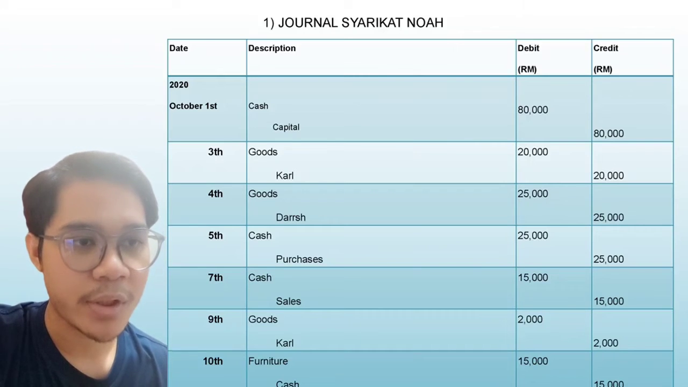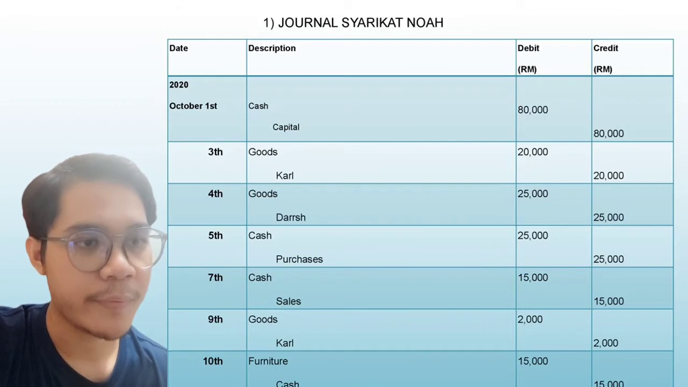The fifth one is cash and purchases. Cash was on debit for 25,000 and purchases was on credit for 25,000. The seventh one is cash and sales. Cash was on debit for 50,000 and sales was on credit for 15,000. The ninth one is goods and car. Goods were on debit for 2,000 and car was on credit for 2,000.